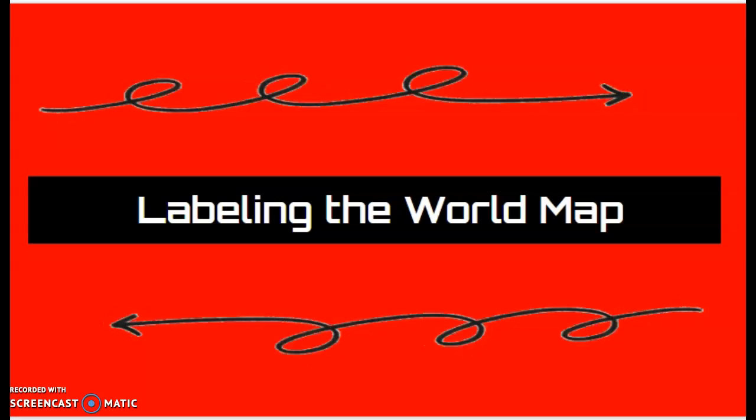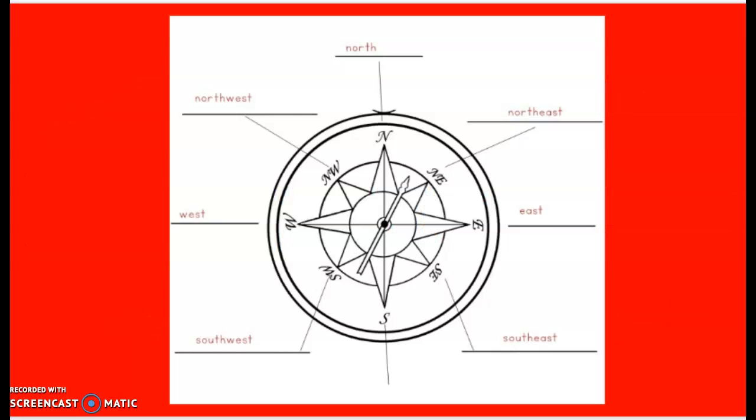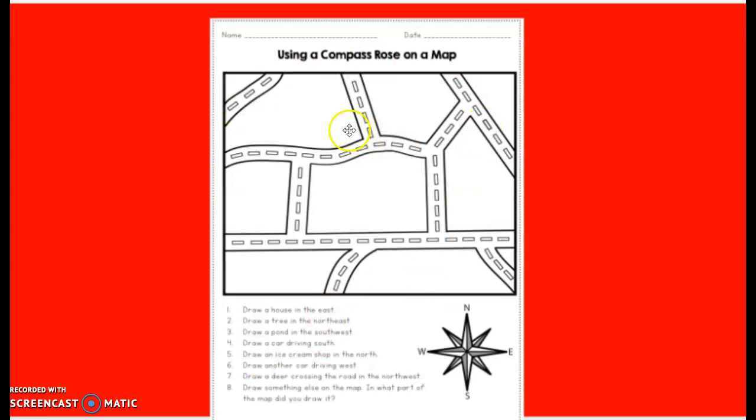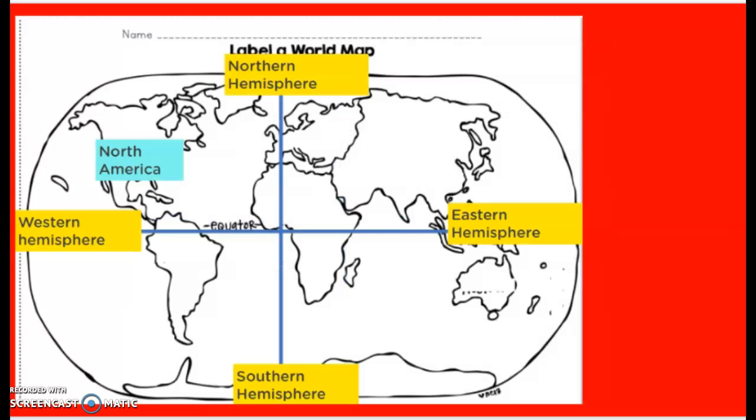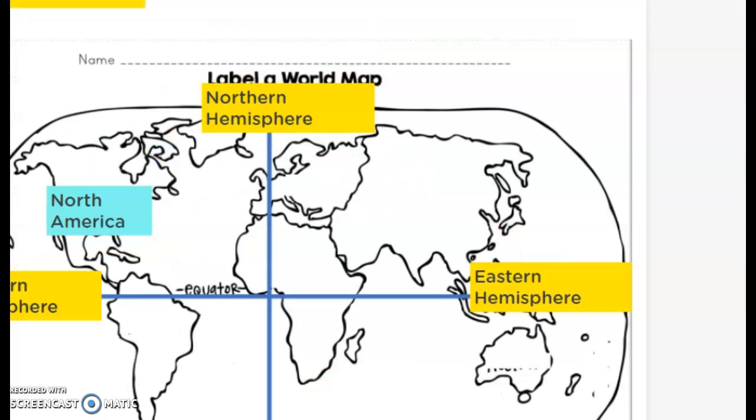Hello, third grade, and we are going to continue looking at labeling the world map. Now, we have already looked at the different cardinal directions in social studies, and we looked at how to use that on a map using a compass rose, and we began labeling a world map. We labeled the northern hemisphere, southern hemisphere, western hemisphere, and eastern hemisphere. Now today we are going to finish labeling the different continents.